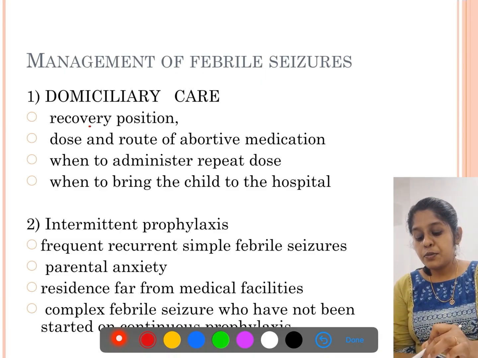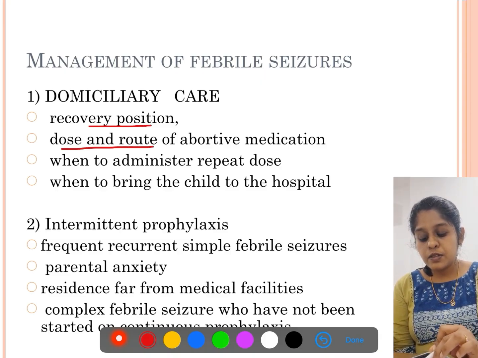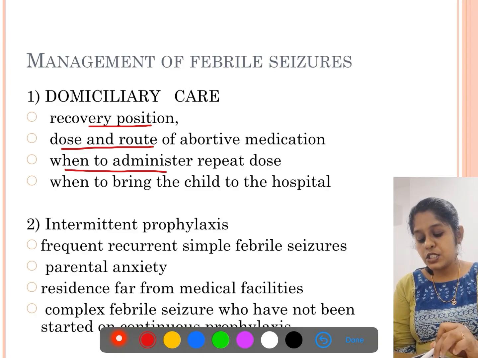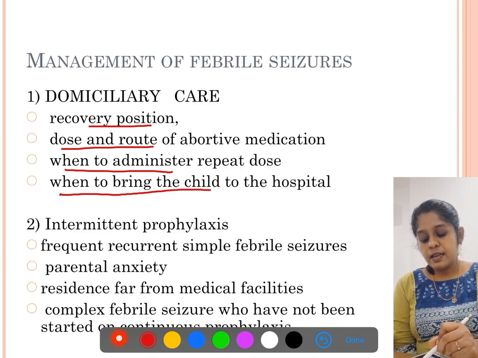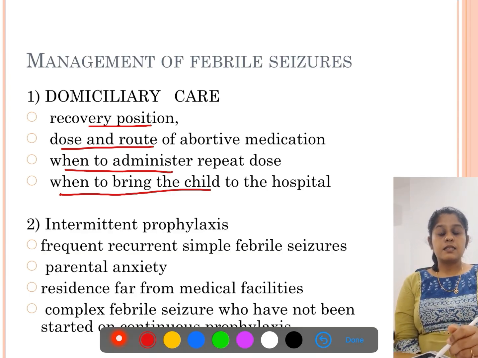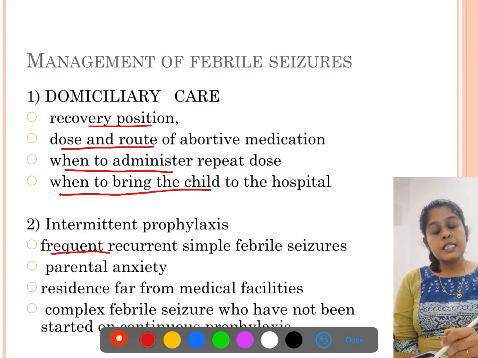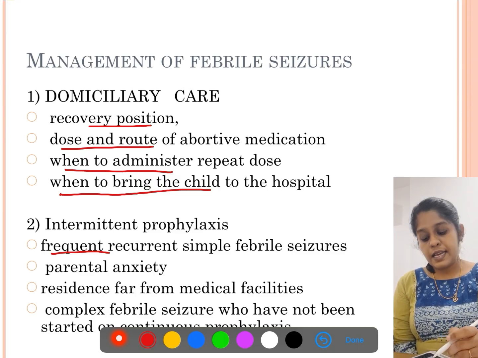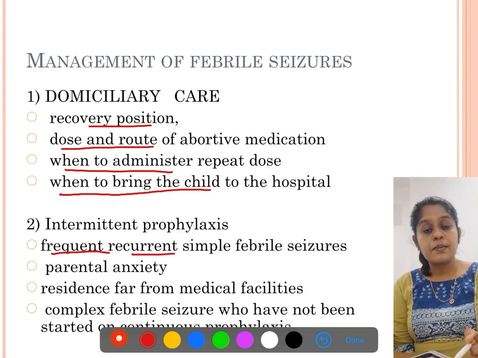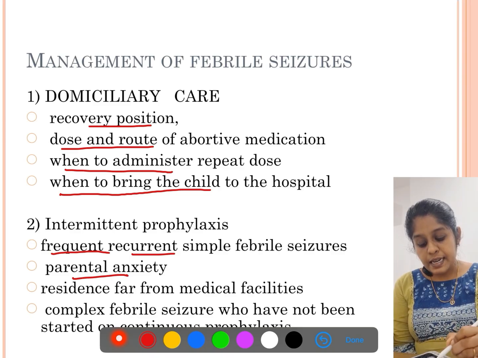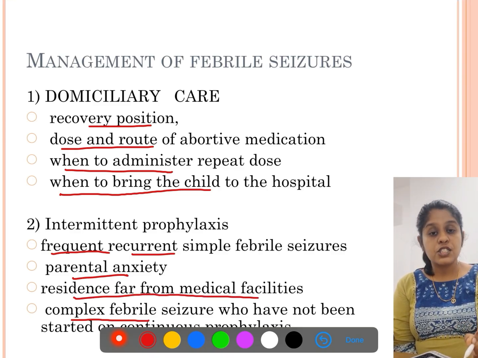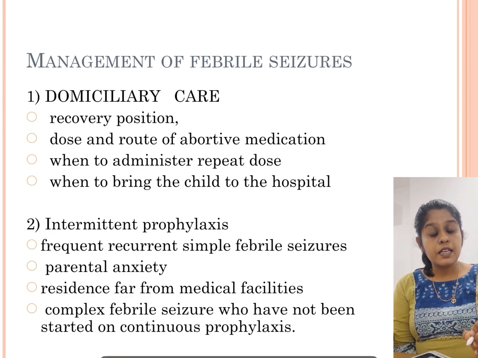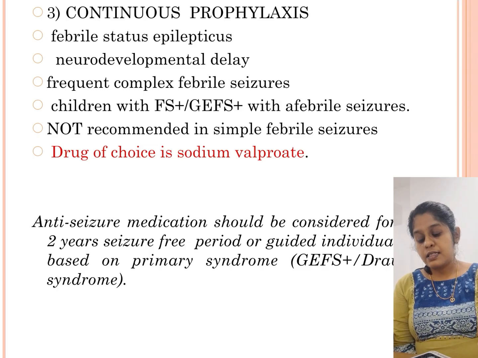Coming to management of febrile seizure, we have domiciliary care. At home you have to put the baby in the recovery position, tell them the dose and route of abortive medication, when to administer a repeat dose, and to bring the child to the hospital. Coming to intermittent prophylaxis, do we need to routinely start these children on clobazam prophylaxis? Frequent recurrent simple febrile seizure, yes. Parental anxiety, residence far from a medical facility, and complex febrile seizure who has not been started on any continuous prophylaxis can be given intermittent prophylaxis.